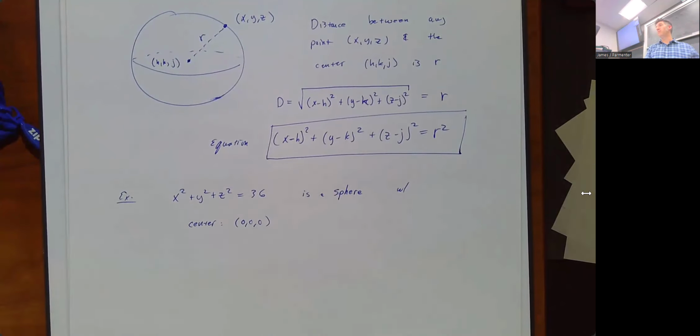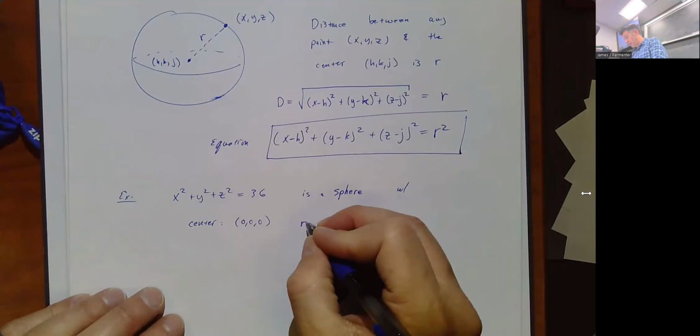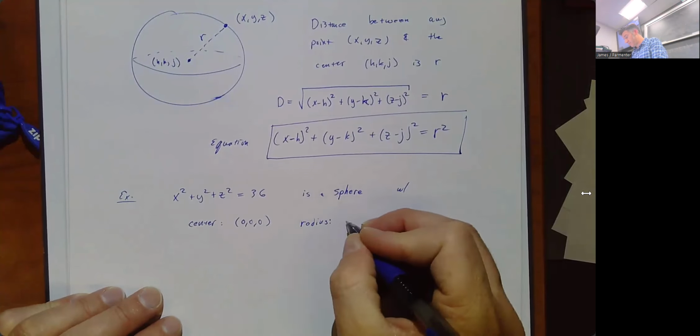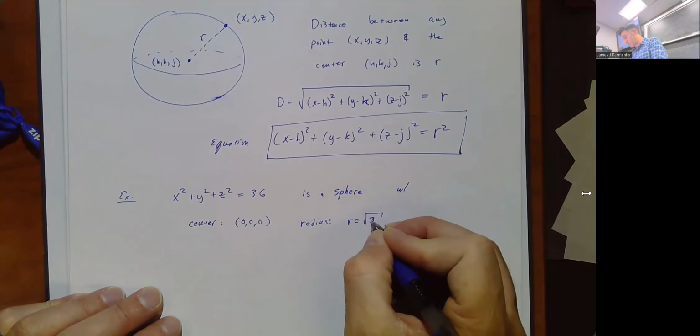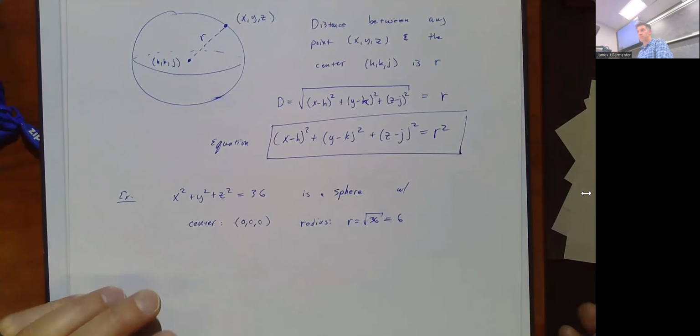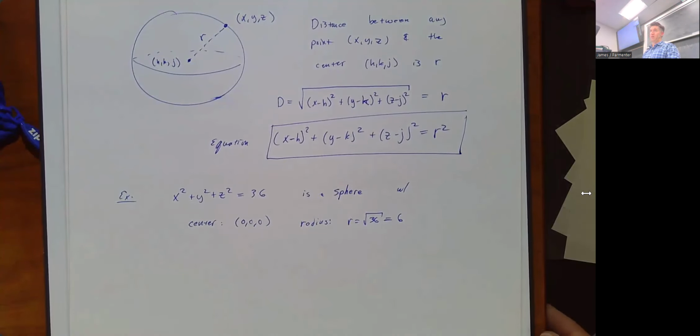Like I say all the time, the center is not a point on the sphere. If you plug in 0, 0, 0, does 0 squared plus 0 squared plus 0 squared equal 36? Of course not. So the center is an important point, but it's not actually a point that satisfies the equation of the sphere because it's not a point on the sphere. It's totally fine. The radius is the square root of 36, which is 6. Yes, it's still a square root. It's not like a cube root or some other weird power because we have an extra dimension.